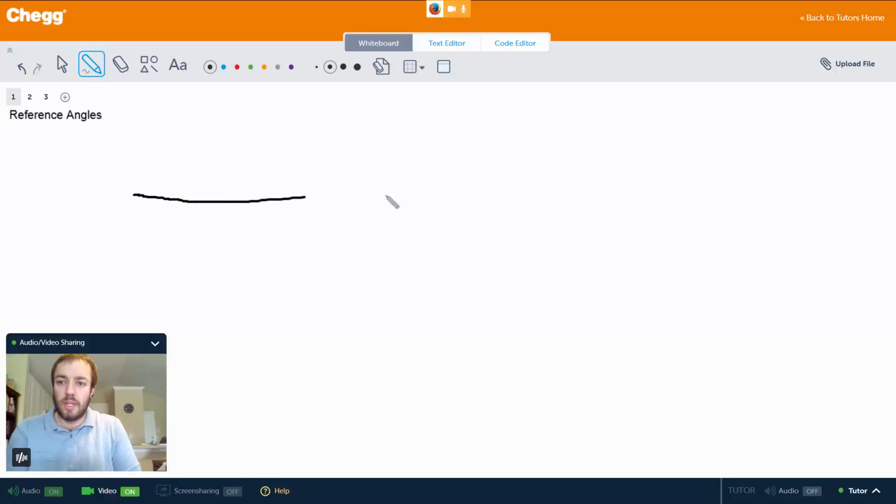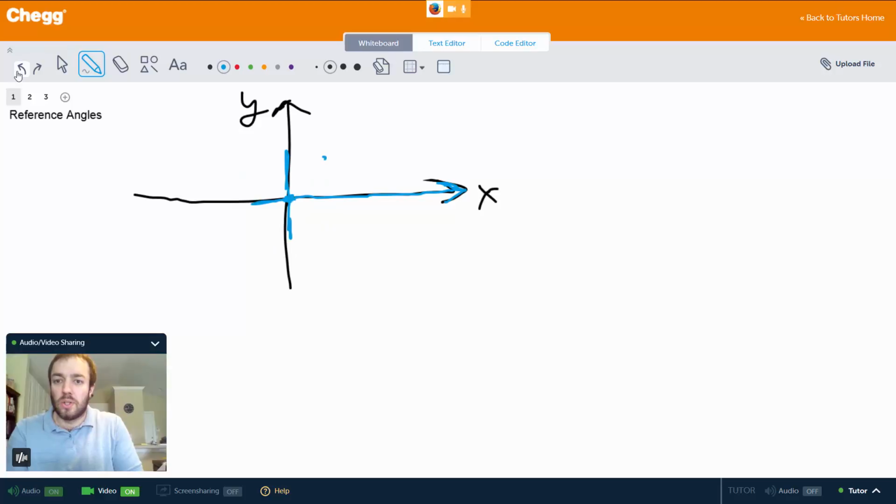So for reference angles, we're going to have our x-axis and our y-axis. Remember, reference angles are acute angles, so we're going to be talking about angles in standard position. That means vertex at the origin and initial side on the positive x-axis, okay? And the terminal side is going to be in one of the quadrants. So we're not going to talk about reference angles for angles on the axes, but just for angles in one of the quadrants, okay? So in the first quadrant, the reference angle is just the angle itself because that's already acute, okay? So that's good there.